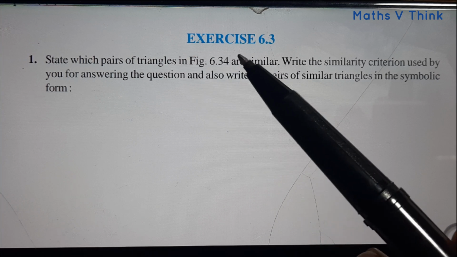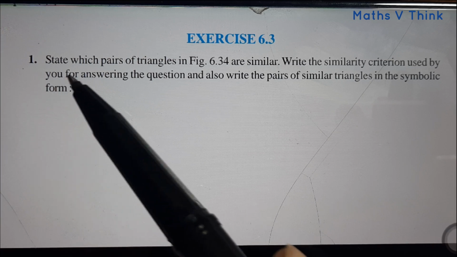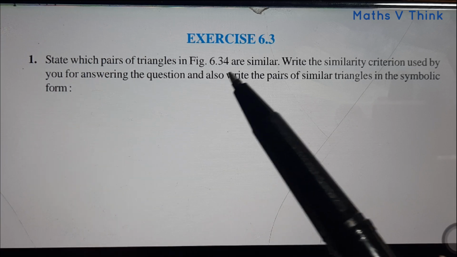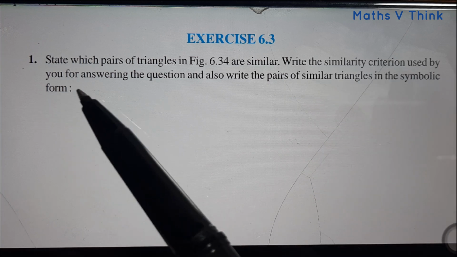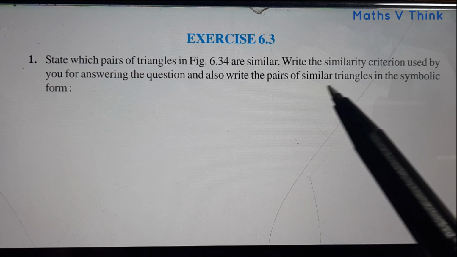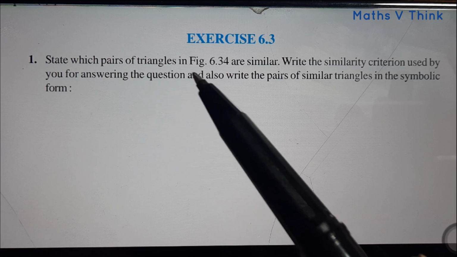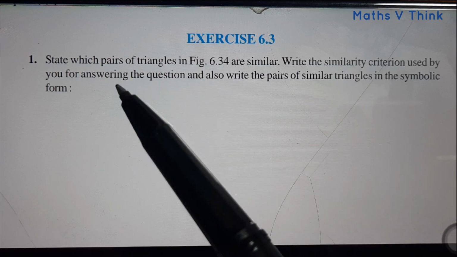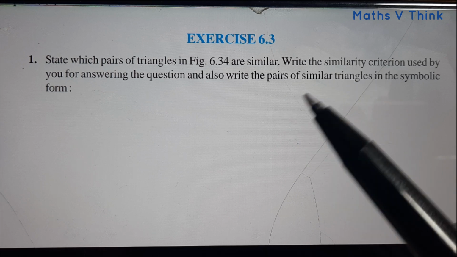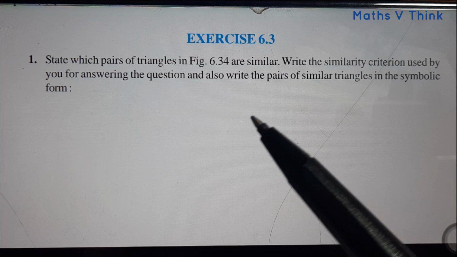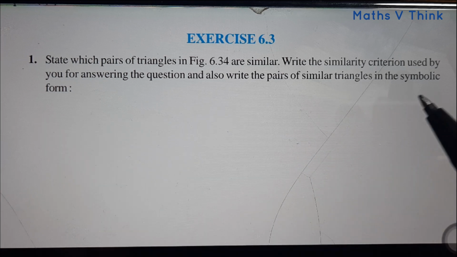Now we'll discuss exercise 6.3. The first question: state which pair of triangles in figure 6.34 are similar, and write the similarity criterion used by you for answering the question, and also write the pair of similar triangles in the symbolic form. First I need to tell whether they are similar or not similar, and if they are similar I need to tell which criterion, like AAA or SSS or SAS, and also I need to write in the symbolic form, like triangle ABC is similar to triangle DEF.